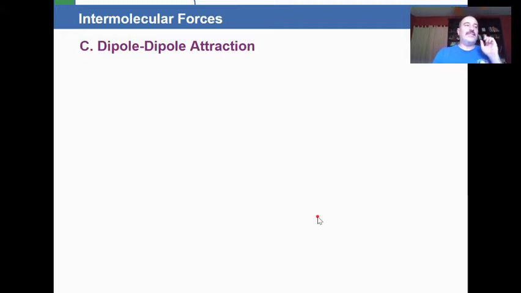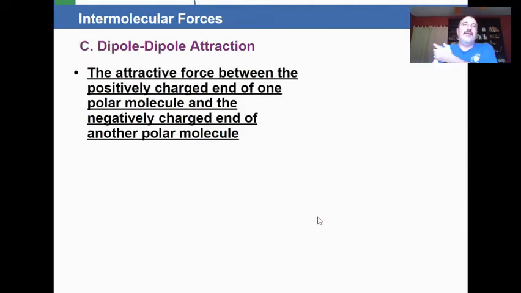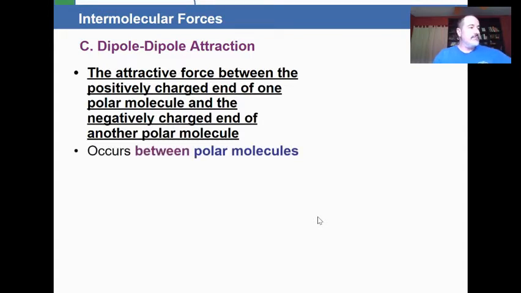Now, first of all, dipole-dipole attraction. This is the attractive force between the positive side or charged end of one polar molecule and the negatively charged side of another one, okay? Now, dipole attractions, as the name implies, have to occur between polar molecules, all right? Between polar molecules. A good example of this would be between water molecules.